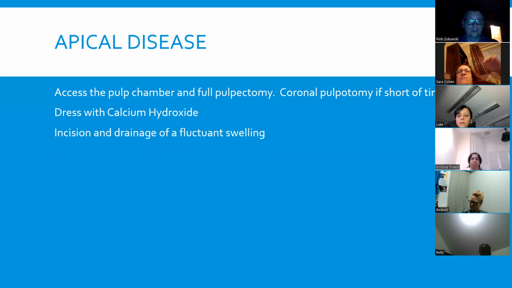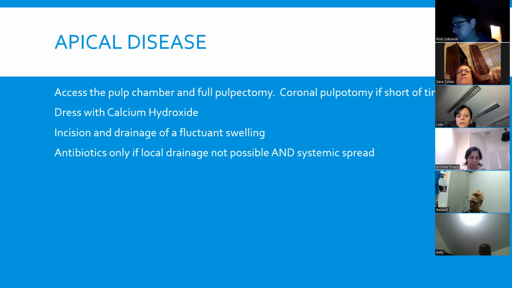Incision and drainage of a fluctuant swelling. Sometimes you do both, incise and drain, and then go through the pulp as well. And when you drain it, you see the swelling go down, the patient feels better immediately. Antibiotics are only indicated if local drainage is not possible and there is systemic spread. I saw a patient last week who had a big abscess and the tooth needed to come out, and they got antibiotics. And the only reason they got antibiotics is because it wasn't my clinic and I wasn't in charge and wasn't the person who got to decide what to do.